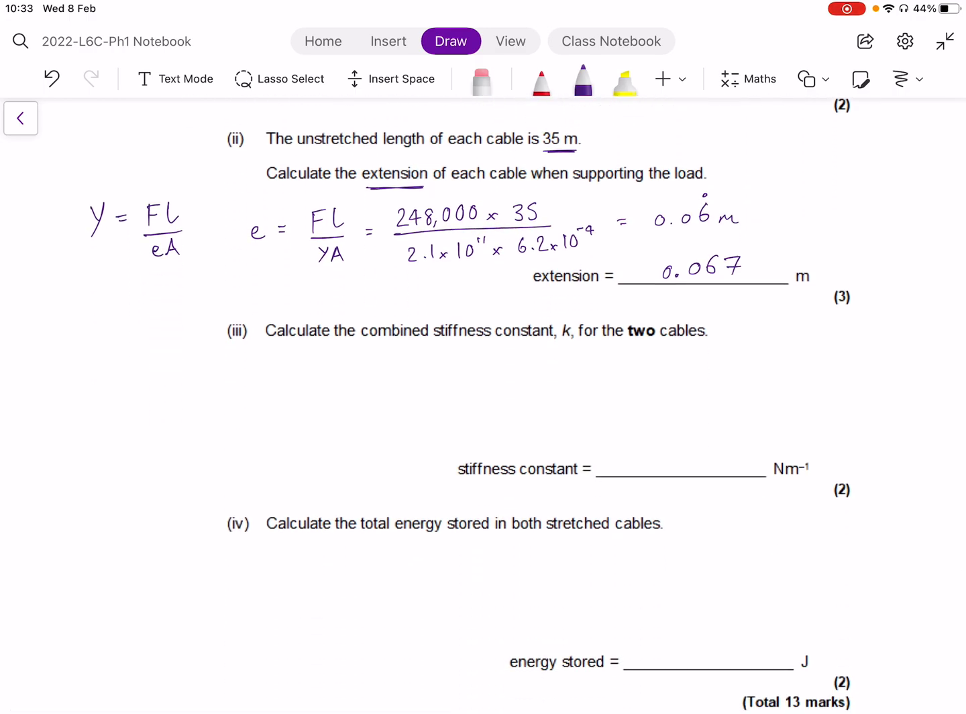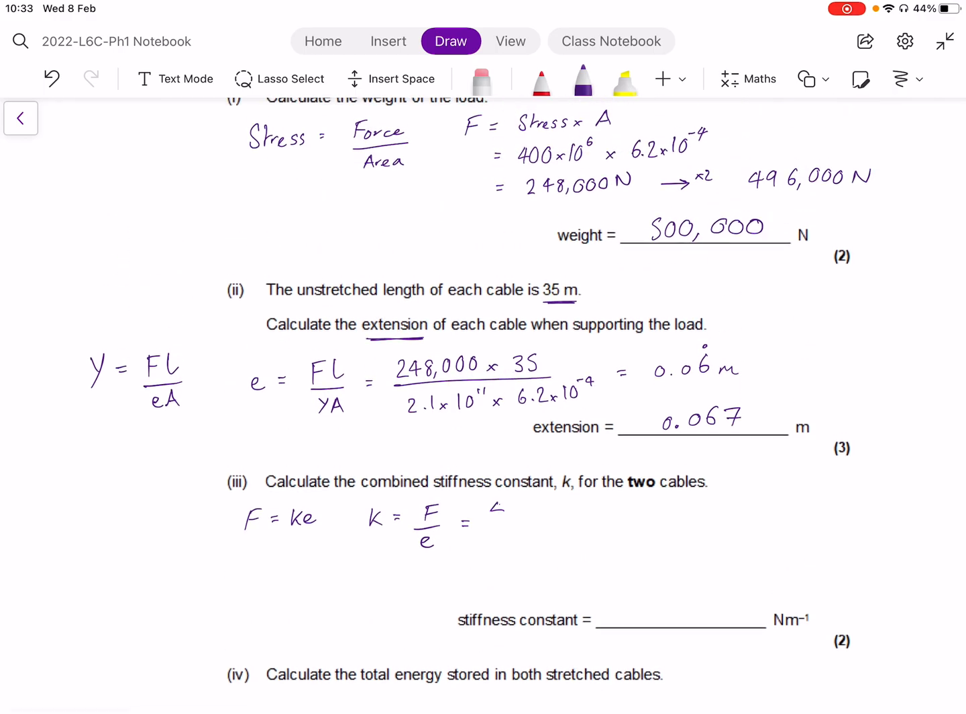Calculate the combined stiffness constant K for the two cables. So F equals K times E. So this is spring constant or stiffness constant times extension. So K equals F over E. Now we want it for both cables, so we know that the total force for both cables is this 496,000. And the extension of one cable is 0.067, but the cables are next to each other, so they both extend by the same amount. So I'm going to go with my 0.06 recurring, type it into my calculator, and we're going to get the answer of 744,000 newtons per meter, or is that the easiest way to write it? 7.4 times 10 to the 6.